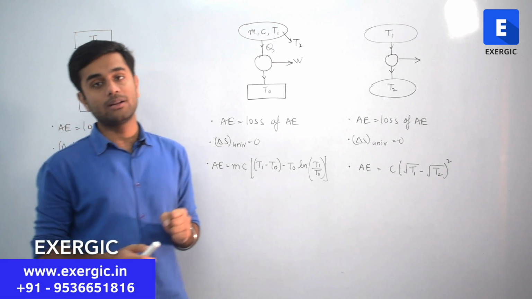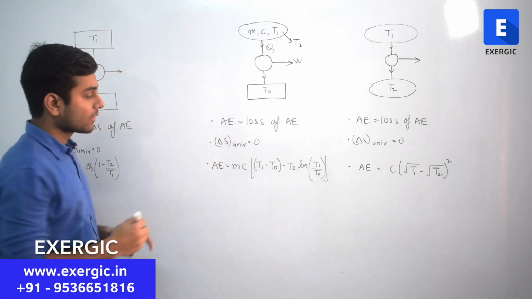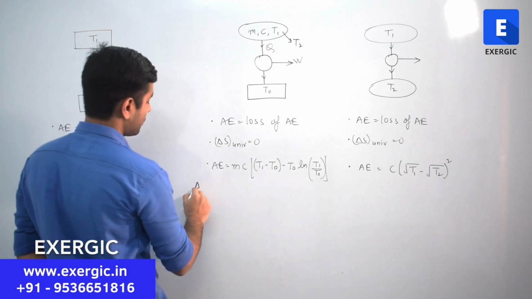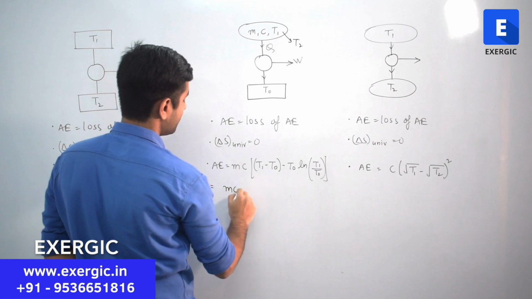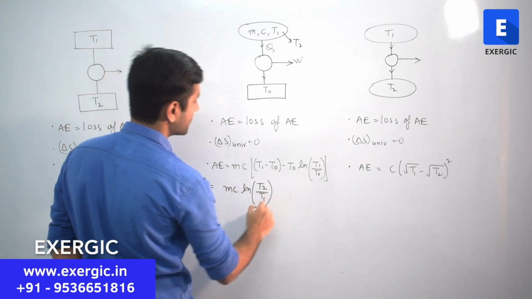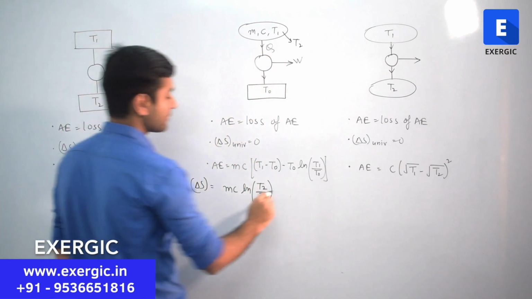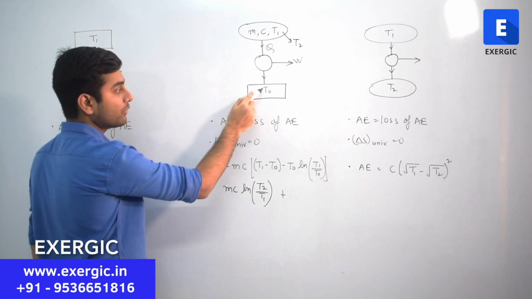So how can you do that? Same concept, delta S universe is equal to 0. For that, delta S of universe is going to be delta S of this body, which is going to be MC ln T2 by T1, correct? This is T2. Plus, how much is the change in entropy for this?